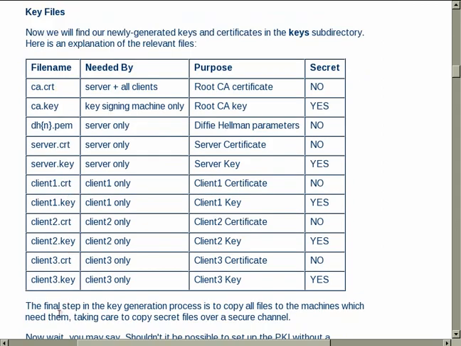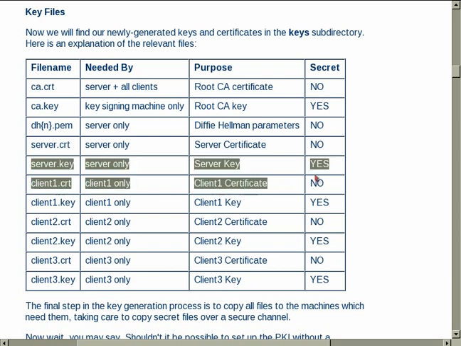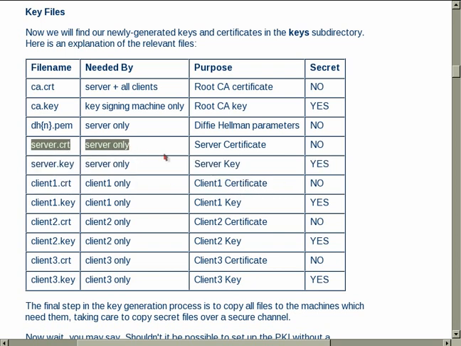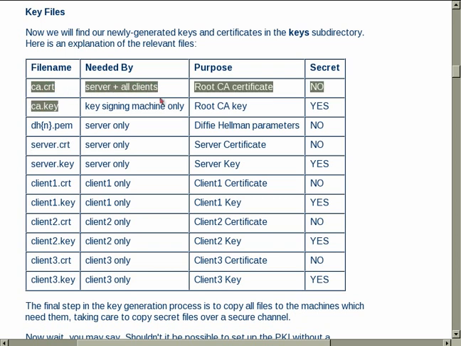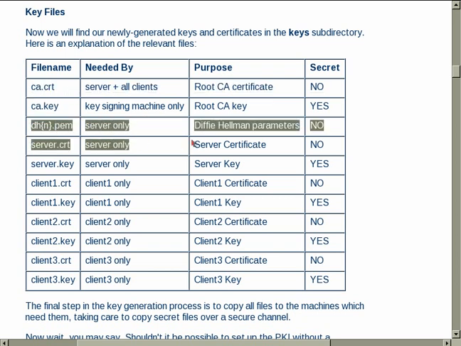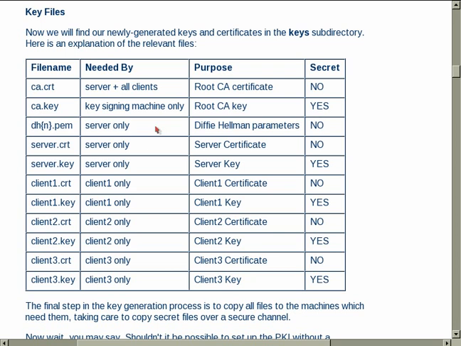Well, what do we do with them? It's nice here that there's a little table that tells us where all these files go. Basically, the server is going to need the server key, the server certificate, a certificate authority certificate, and this Diffie-Hellman parameters file. All the clients are also going to need the certificate authority certificate, and then their own certificate, and then their own key. That may sound kind of complicated, but you can always come back to this table.